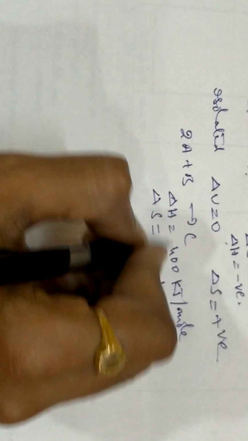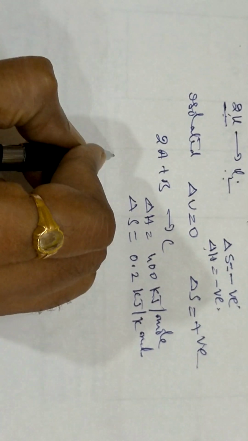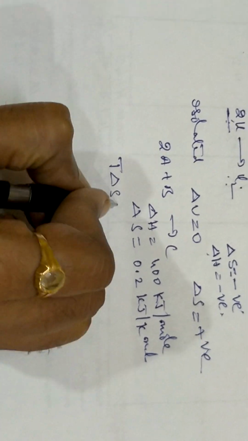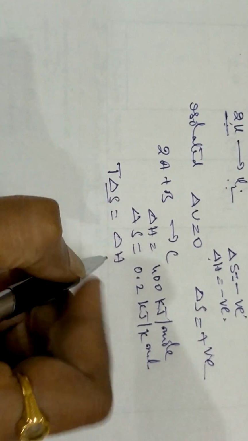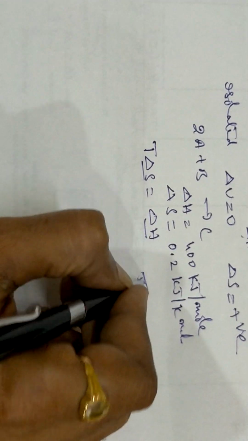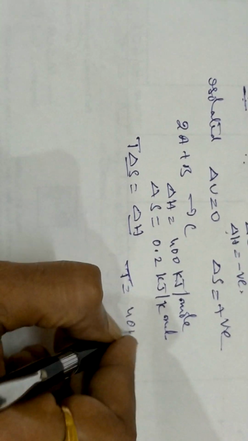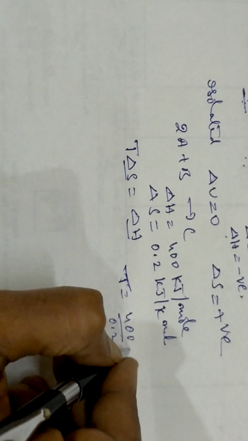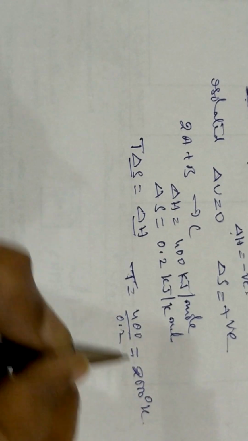So we know that T delta S equals delta H. So delta S is given, delta H is given, simple. T equals 400 by 0.2, nothing but 2000 degree Kelvin.